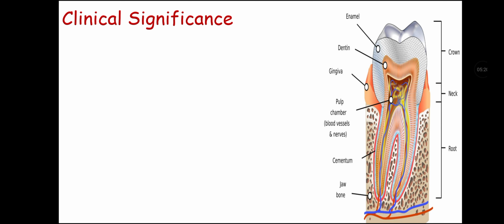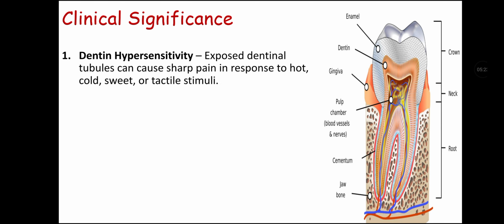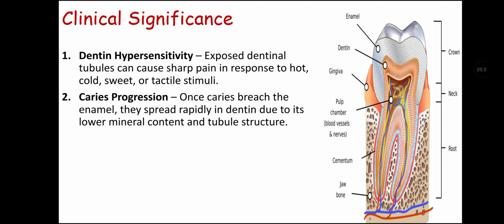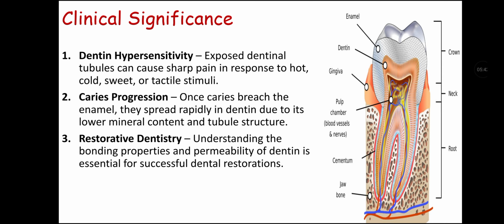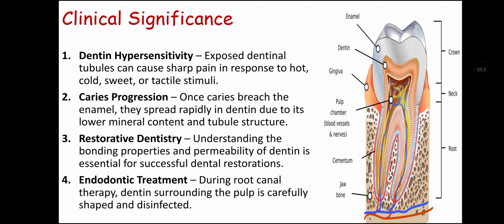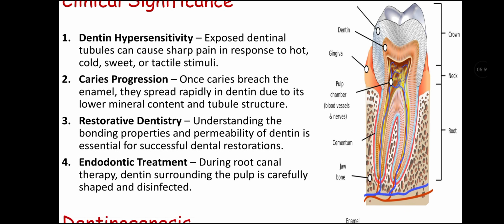Now let's talk about the clinical significance of dentin. First is dentin hypersensitivity, as exposed dentinal tubules can cause sharp pain in response to hot, cold, sweet, or tactile stimuli. Second significance is caries progression, as once caries reach the dentin, they spread rapidly due to its lower mineral content and tubule structure. Third significance is restorative dentistry, as understanding the bonding properties and permeability of dentin is essential for successful dental restoration. Fourth significance is endodontic treatment, as during root canal therapy, dentin surrounding the pulp is carefully shaped and disinfected.